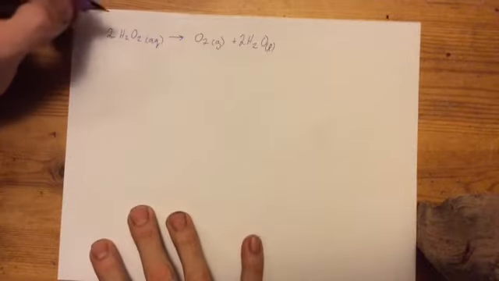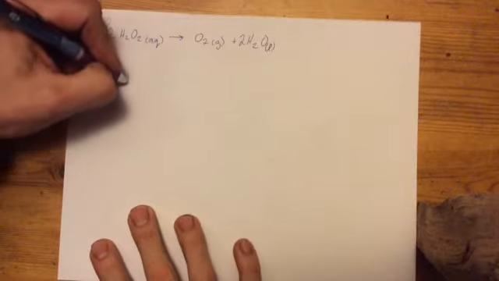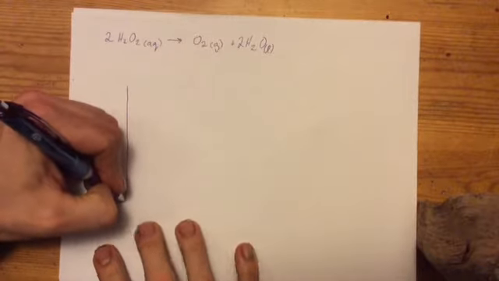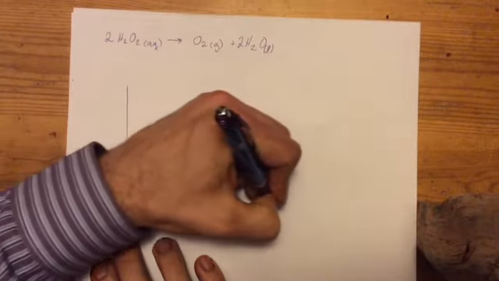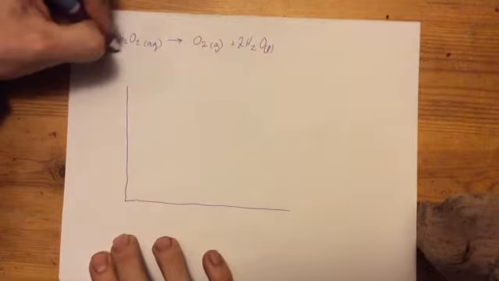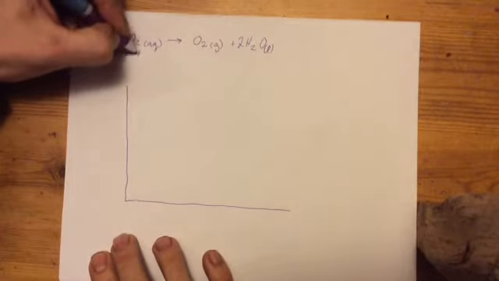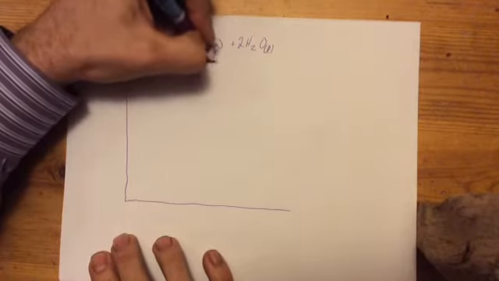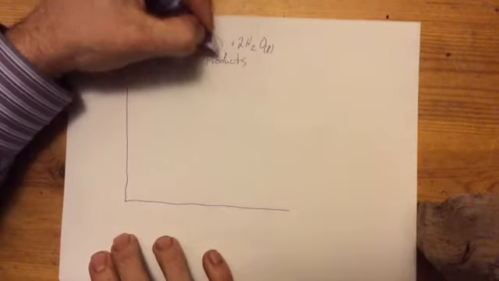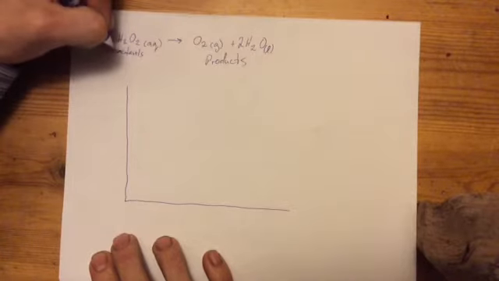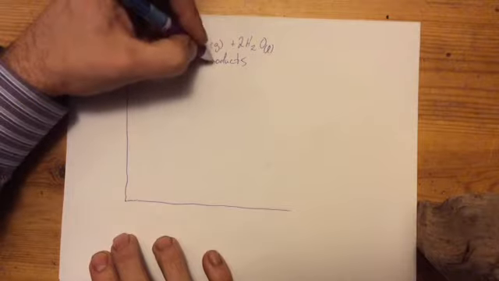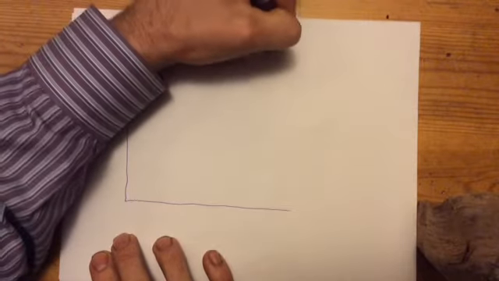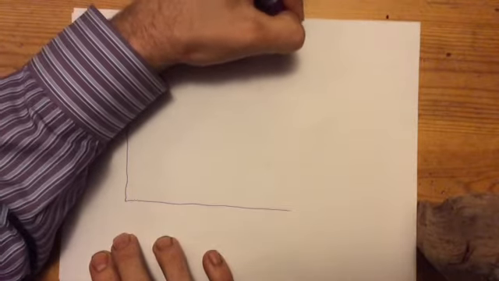To truly understand this reaction, we need to look at the potential energy surface. Here we have the reactants and the products. We know the reactants are higher in energy than the products because this reaction produces heat.